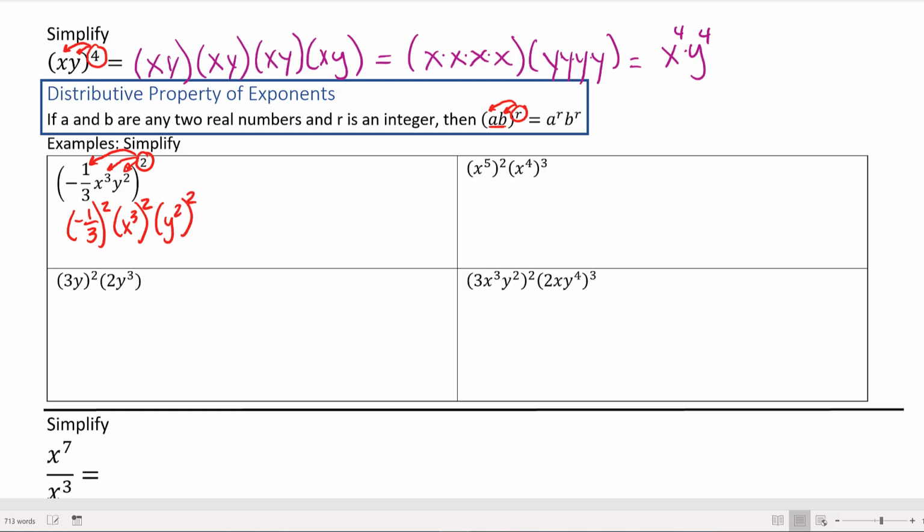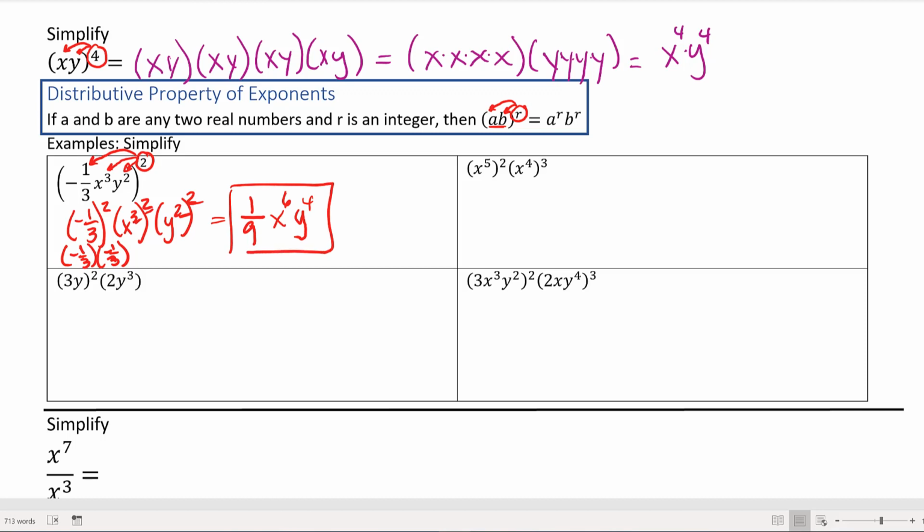Now, most of you probably won't write out all this work because we know whenever we have a 2 and a 2 next to each other, that just multiplies to get 4. When we have a 3 and a 2 next to each other, that's going to multiply to get 6. And then the negative 1/3 squared, that means negative 1/3 times itself. Because it's a number, I'm going to work it out by itself. So we have negative 1 times negative 1 is positive 1. 3 times 3 is 9, so we have 1/9 x to the 6th, y to the 4th.